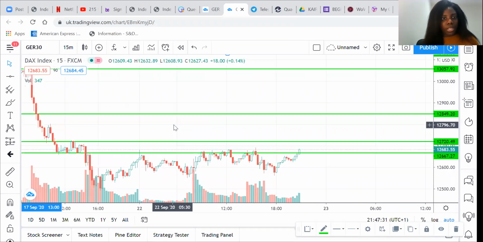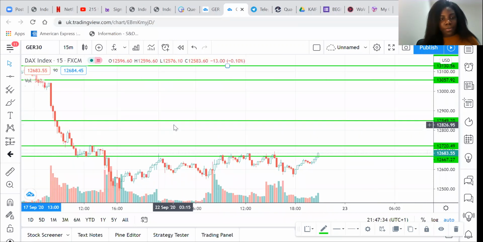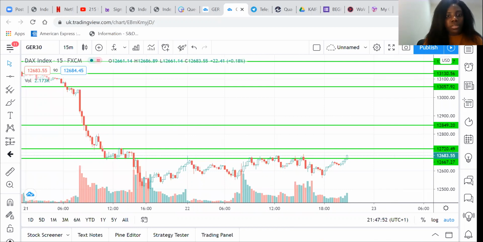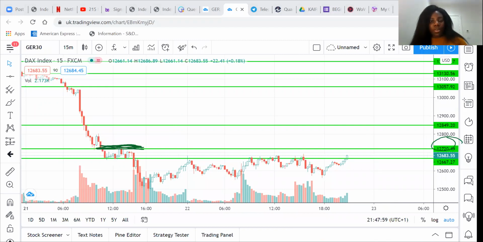All right. Now, my potential entry for this zigzag up, once it breaks, I'm looking to see when price is going to break this area. I want to see when price is going to break this area. So this is 1270. I want to see when price is going to break this area.